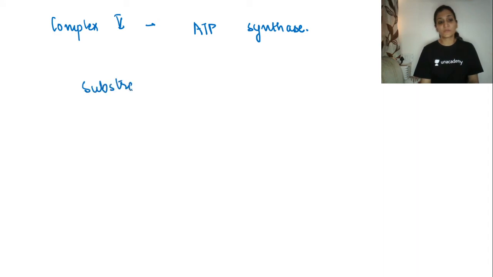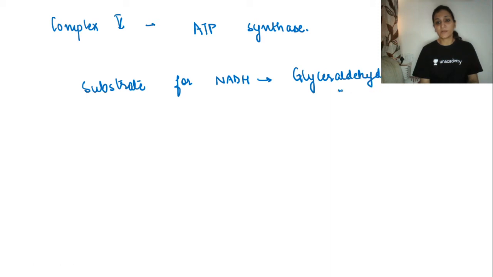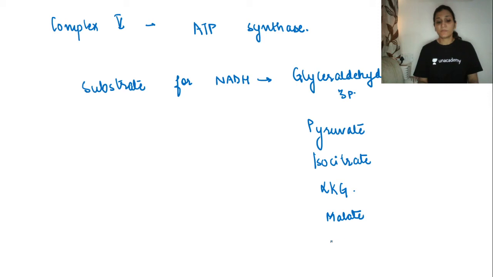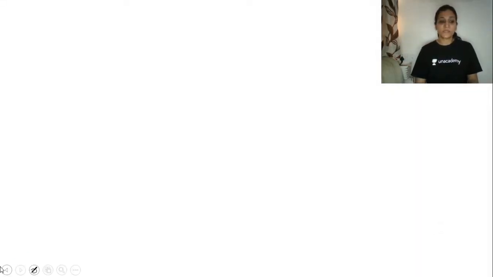Substrate for NADH: glyceraldehyde 3-phosphate, pyruvate, isocitrate, alpha ketoglutarate, malate, beta hydroxy acyl coenzyme A. So these are the substrates for NADH, and we need to know about the substrates of FADH2 as well.